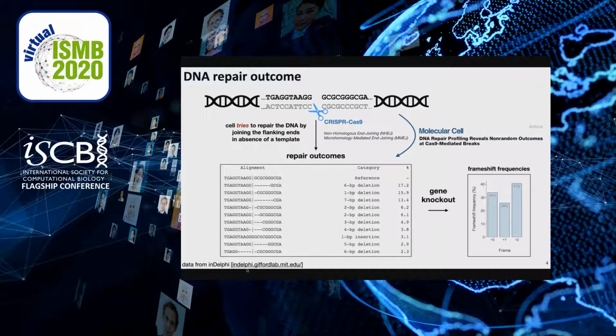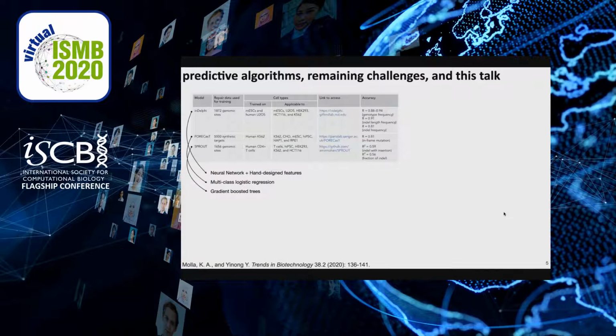So in this case, we have used the Indelphi software at this particular location of the genome, and Indelphi predicts that about 34% of the cells will get a 0 frame shift. And probably the most popular algorithms to predict the DNA repair today are Indelphi that we talked about, and Forecast and Sprout. So these algorithms were all developed around 2018 and 2019. And they are trained on CRISPR data from experiments on certain cell types, as you can see in this table, and they achieve reasonable accuracy in predicting key outcomes, such as frame shift percentage.